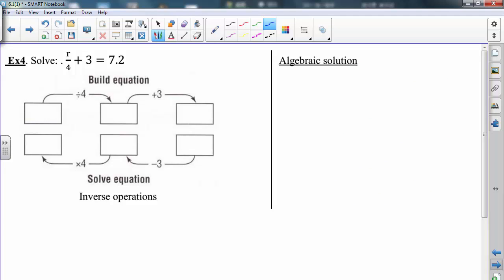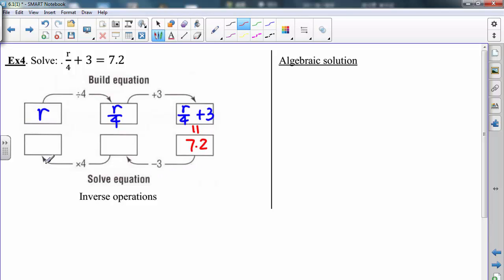Let's look at example 4. Solve r divided by 4 plus 3 equals 7.2. The first method is still to use the inverse operations. Let's build the equation following the order of operations first. The variable r divided by 4, then I will get r divided by 4. Then plus 3. So the left side is r divided by 4 plus 3. And this left side is equal to 7.2.